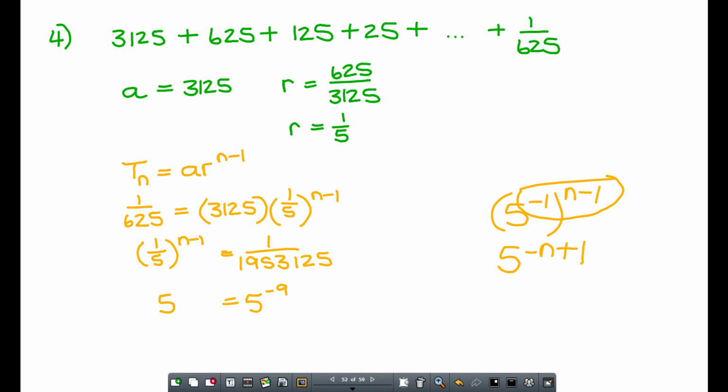Is julle reg? So dis wat ek hier gaan skryf. Minus n plus 1. You guys good? And now you'll see base is 5 on both sides. So I can only look at exponents. So minus n plus 1 is equal to minus 9. En dan sien jy, n gaan wees 10. So now because I know what n is, it means that this term is actually term 10. So nou weet ek, I want to work out the sum of 10.